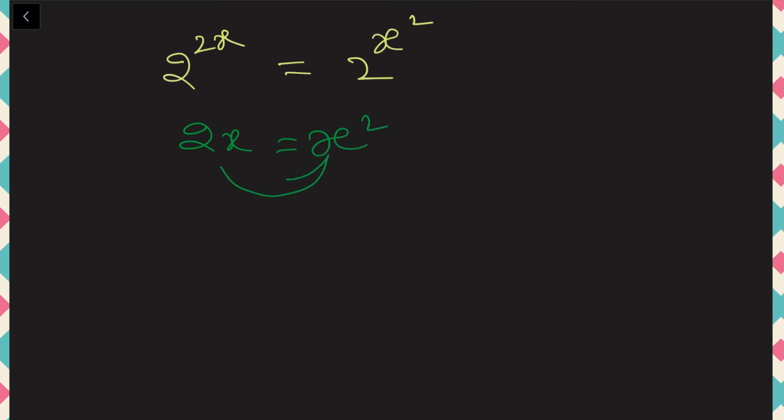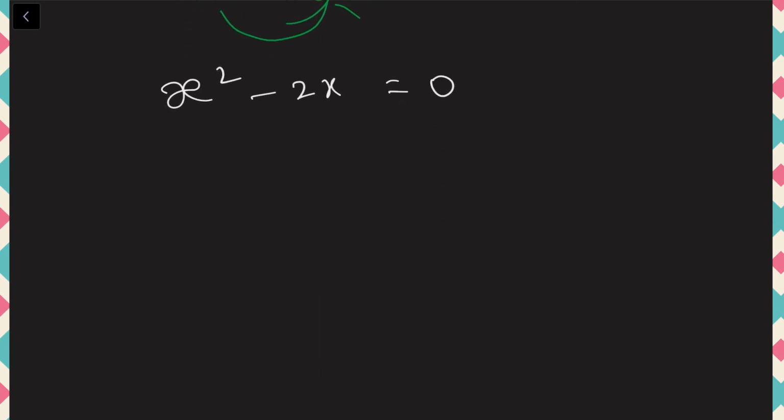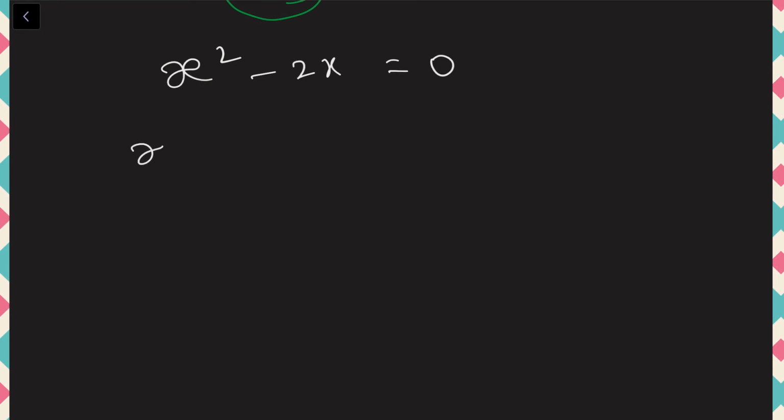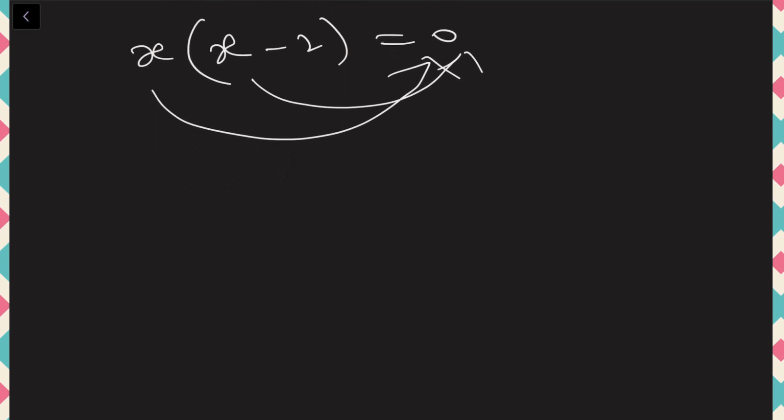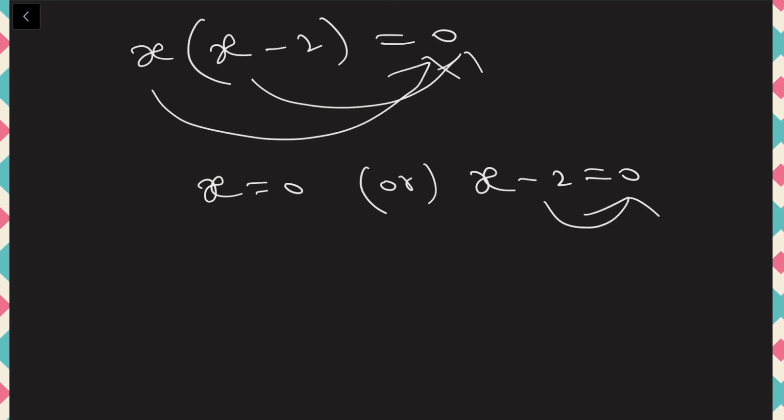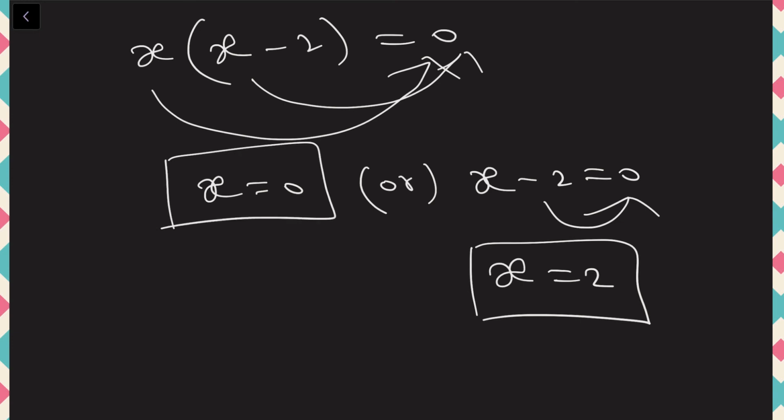I will take everything to the right side. Then we get x square as it is, plus 2x will become minus 2x, is equal to 0. From the left side, I will take out x common. So, we remain with x into x minus 2 is equal to 0. Make it x is equal to 0 as well as x minus 2 is equal to 0. x is equal to 0 or x minus 2 is equal to 0. Minus 2, if we take to the other side, we remain with x is equal to plus 2. So, the value of x is 0 or 2.